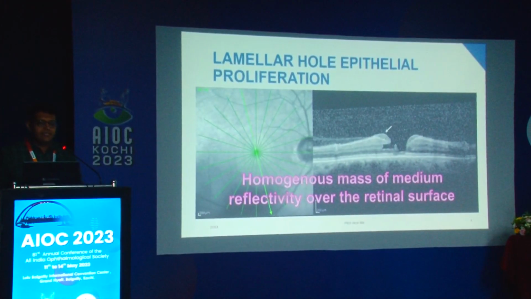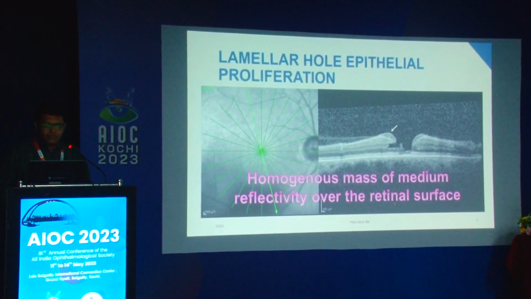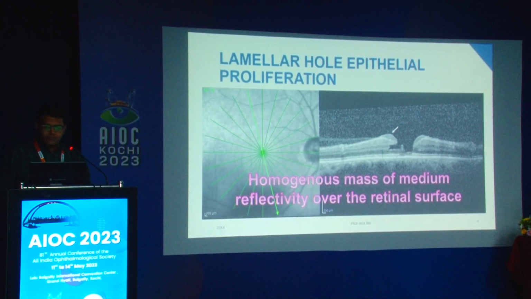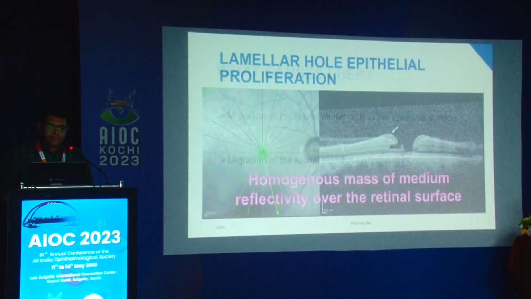So LHEP is the lamellar hole epithelial proliferation. You can see with the arrow that there is a homogeneous mass of medium reflectivity lying over the retinal surface. So in a patient with a lamellar macular hole, you have a mass-like tissue present at the edge of the lamellar hole, which is homogeneous and of medium reflectivity.